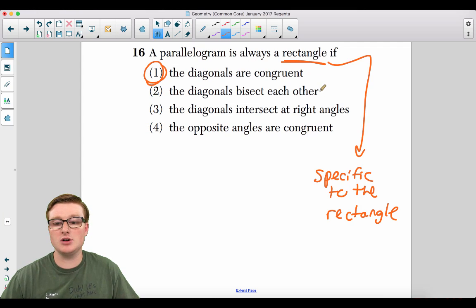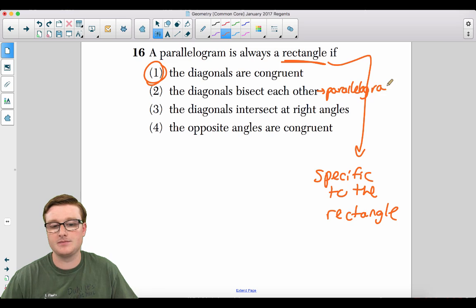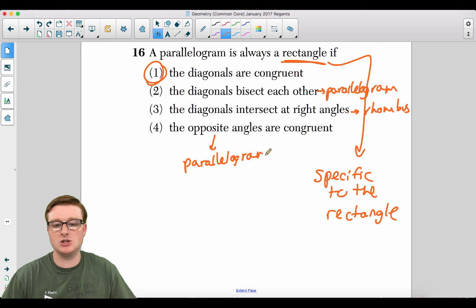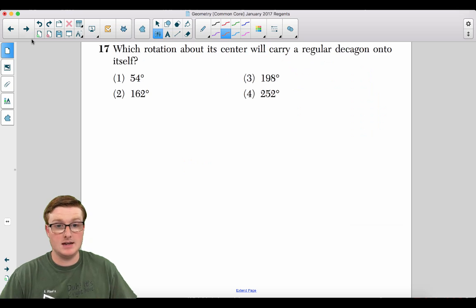Diagonals bisect each other? No, that is a parallelogram. That is way too vague. Diagonals intersect at right angles? No, that's a rhombus. That means that the diagonals are perpendicular. And the opposite angles are congruent? No, that is a parallelogram. So it has to be choice 1. Diagonals are congruent.